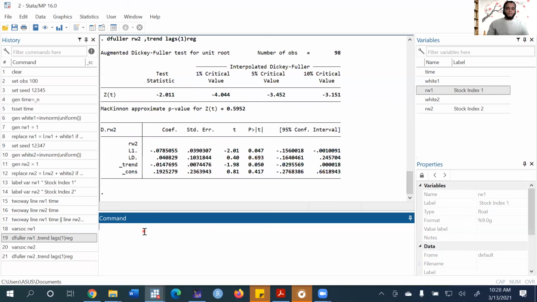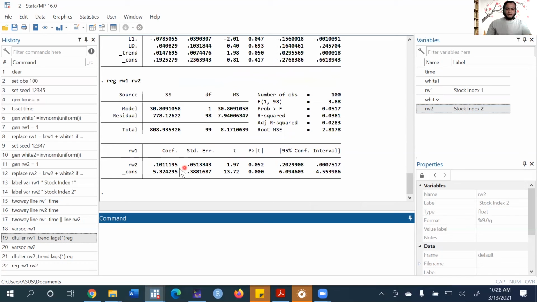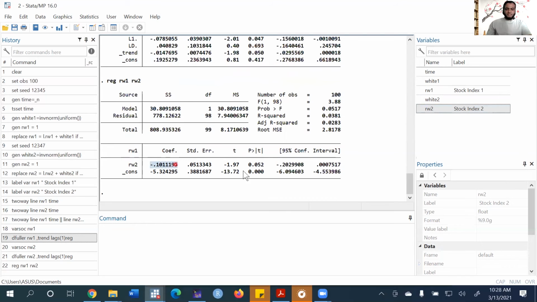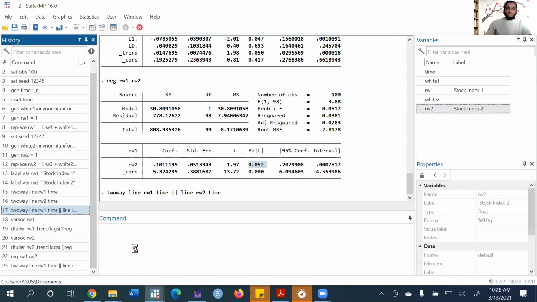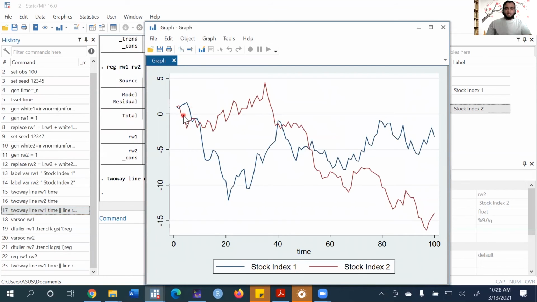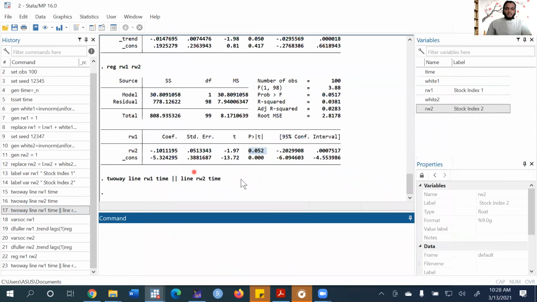In this case, if we regress one on the other, we can see that the coefficient is statistically significant at 10%. Although our graphical analysis shows that they did not have any kind of relation. It seems that stock index 1 is going down while stock index 2 is going up, again, so they show random behavior. But in our regression, what we can see is that stock index 2 causes a decrease in stock index 1. So this is how we might accept a false hypothesis.